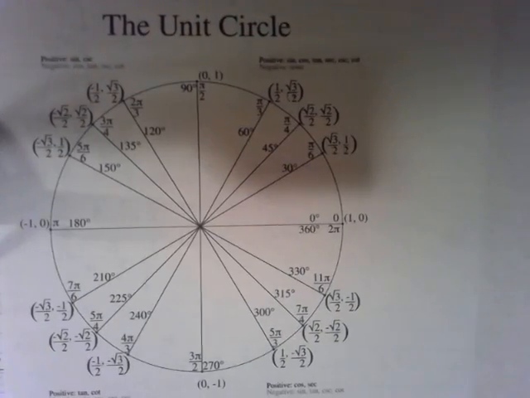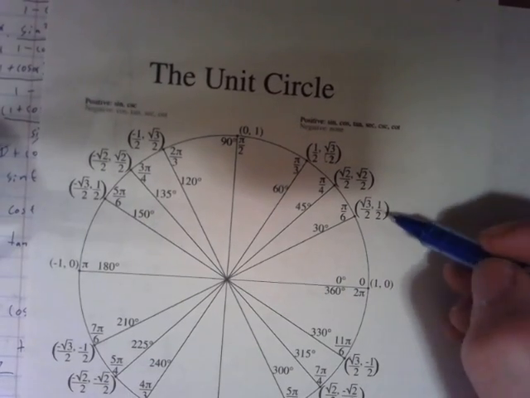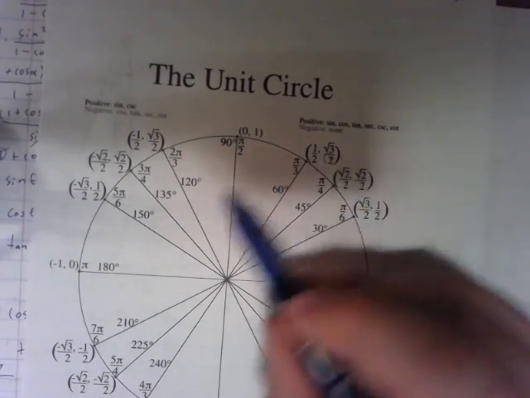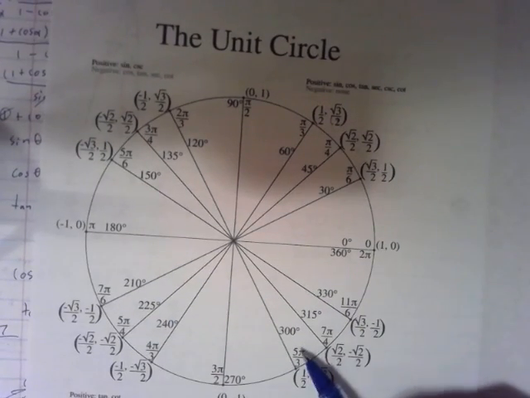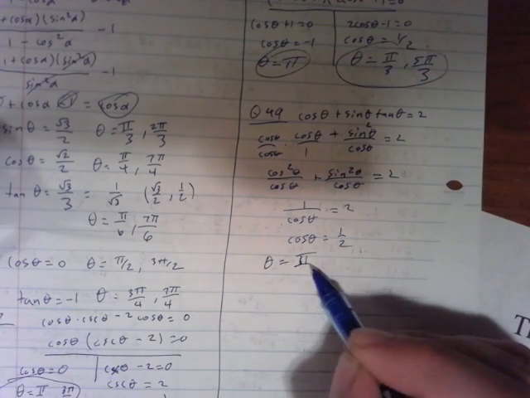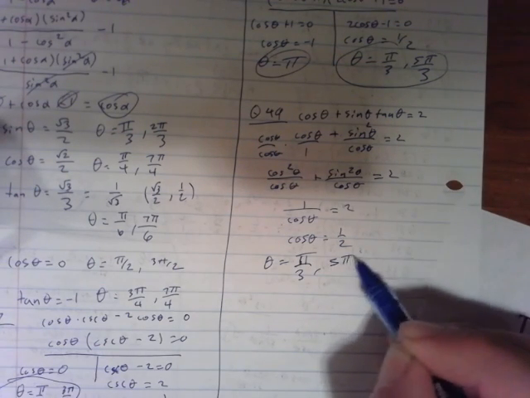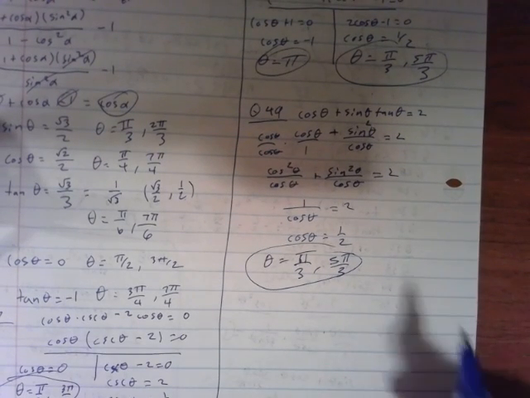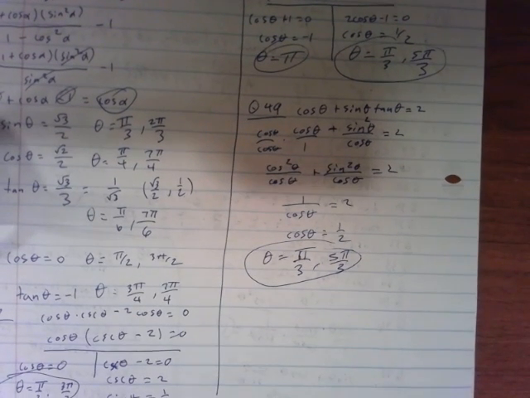Unit circle. We want to find where cosine is 1/2, so that happens when x is 1/2, right here at pi over 3, and then it happens again at 5 pi over 3. So theta is pi over 3, comma 5 pi over 3. Two solutions. And then the last one is question 50.